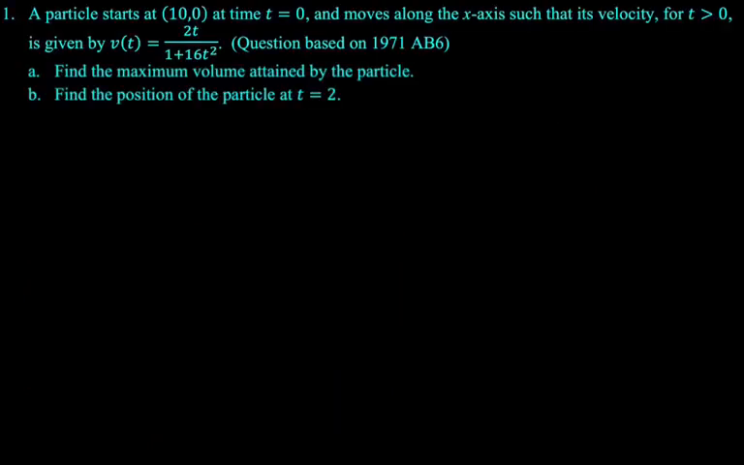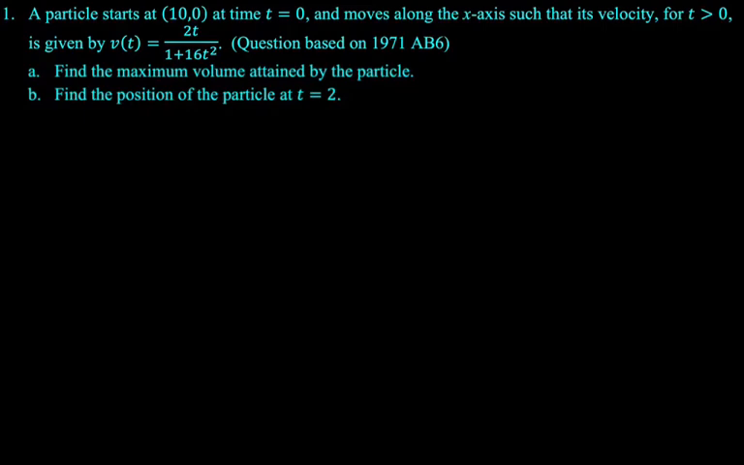Number one, a particle starts at (10, 0), so it's on the x-axis, at time t equals 0, and moves along the x-axis such that its velocity for t greater than 0 is given by v of t equals 2t over 1 plus 16t squared. This particular question is based on a question that was on the 1971 AP Calculus exam, number 6, but this is only based on it, it's not the actual question.